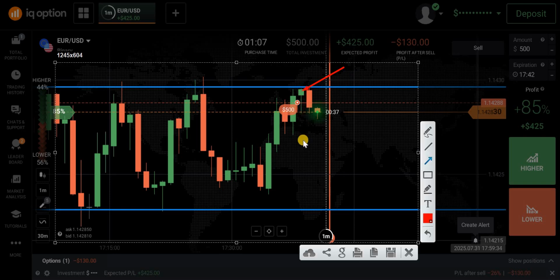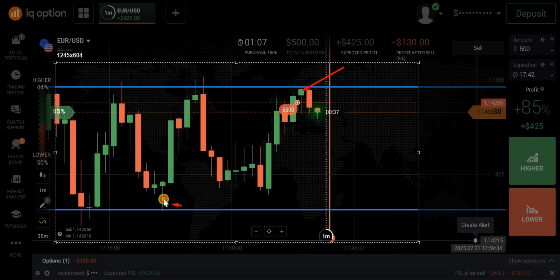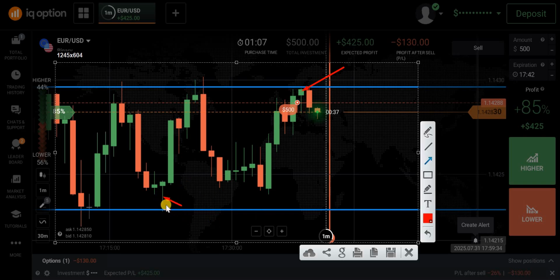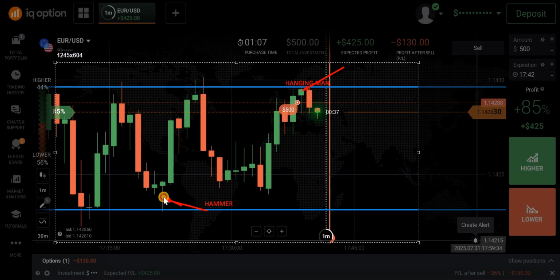So this candlestick and this candlestick are not the same. This candlestick you see, what do we call it? A hammer candlestick. And this candlestick here, what do we call it? This is a hanging man, and this is a hammer. The difference is just in the position where they are found.